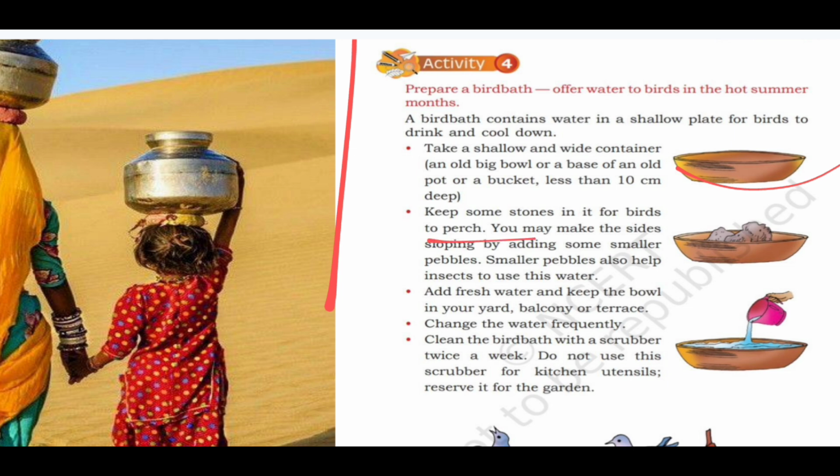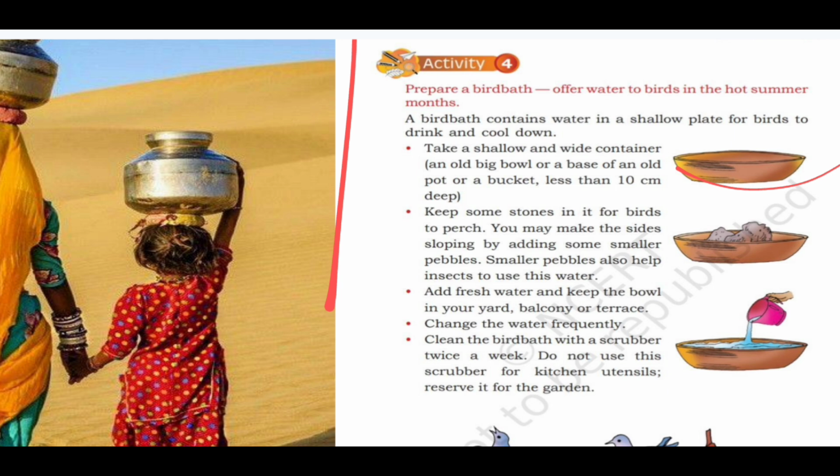What do you mean by perch? To sit on. You make the sides sloping by adding some smaller pebbles. Smaller pebbles also help insects to use this water. Add fresh water and keep this bowl in your yard, balcony or terrace. Change the water frequently.